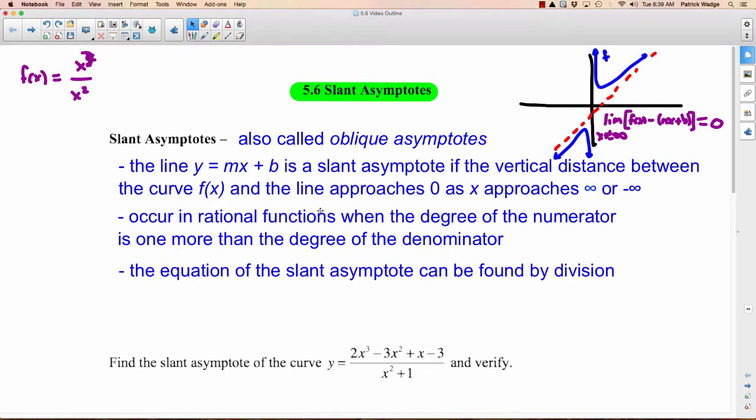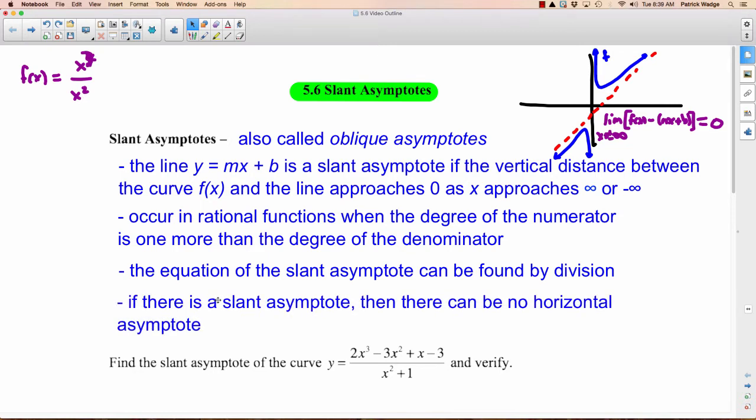You can get the equation of the slant asymptote by doing long division, or sometimes you'll be able to do synthetic division. And if there is a slant asymptote, then there can be no horizontal asymptote. There could be a vertical one though.